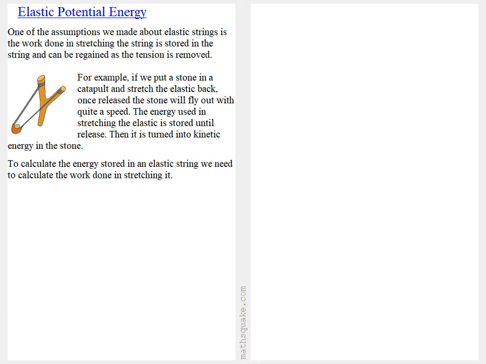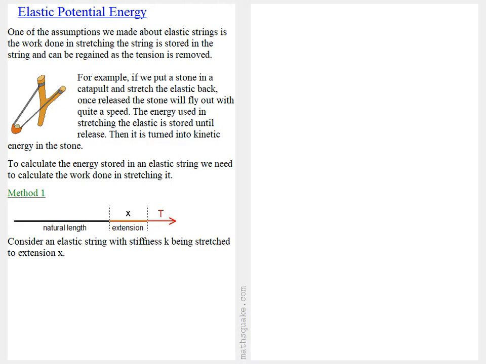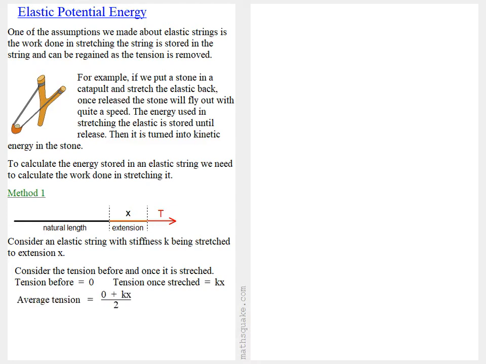So, with a continually changing force, we can't simply multiply the force times the distance. One way to try to get round this is to multiply the distance with the average force. Suppose we have a string with stiffness K which extends by an amount x under a tension T. Then let's consider two cases, before it's stretched and once it's fully stretched. Now before it's stretched the tension is 0, and once it's fully stretched the tension is Kx. So we could take the average tension as (0 plus Kx) divided by 2, or Kx over 2.